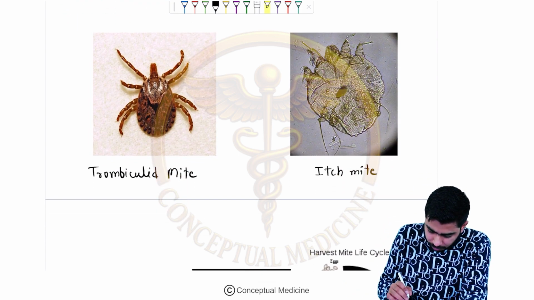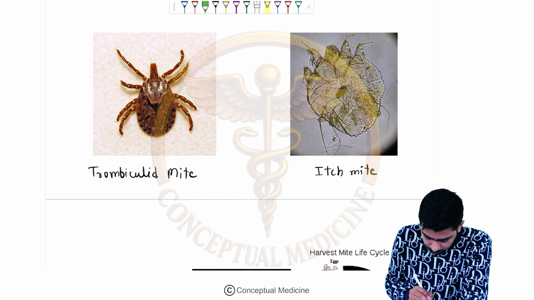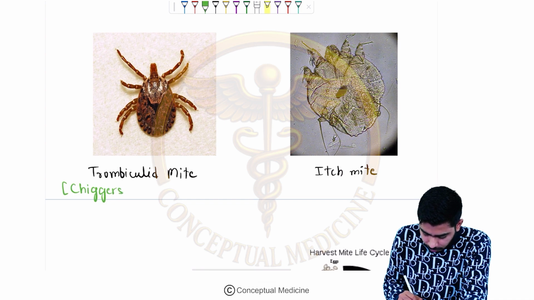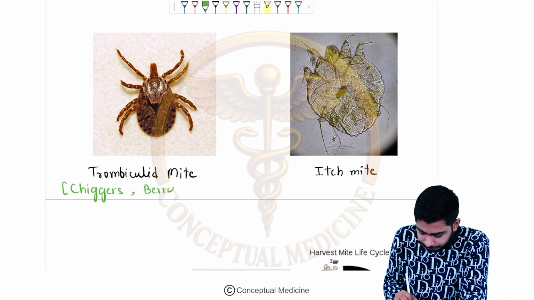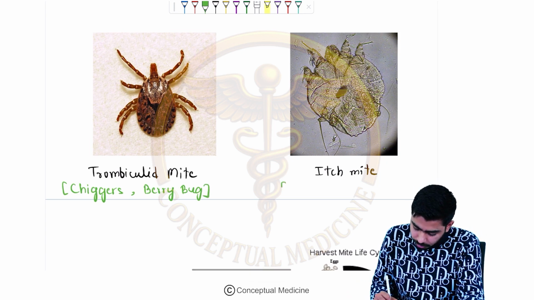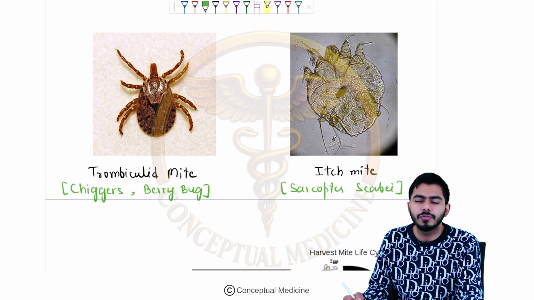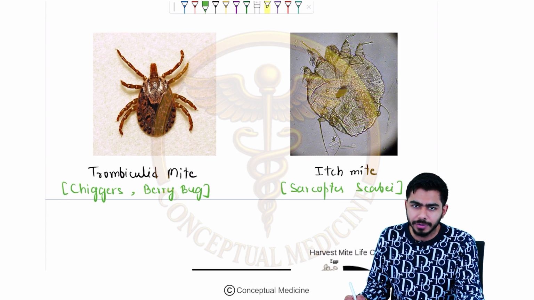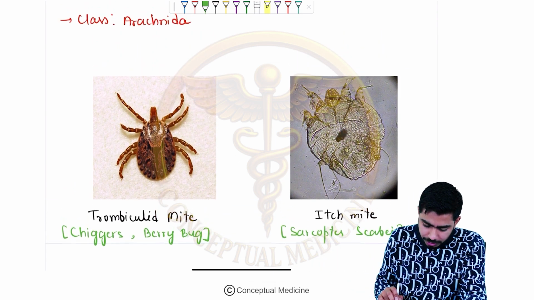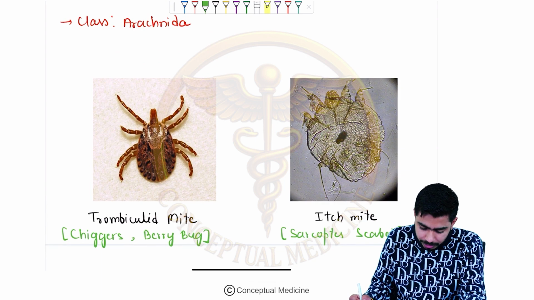Trombiculid mites are also called chiggers. They are also called berry bug, okay? If we talk about the itch mite, this is Sarcoptes scabiei, which is responsible for causing scabies, right? So how do they look, guys? Let's talk about the morphology as well over here.